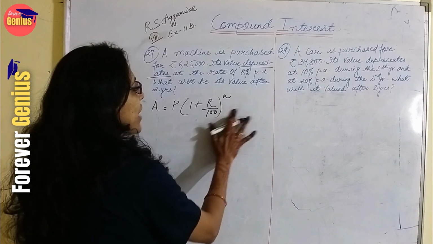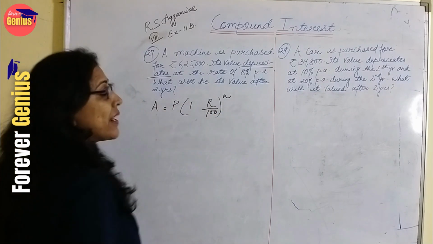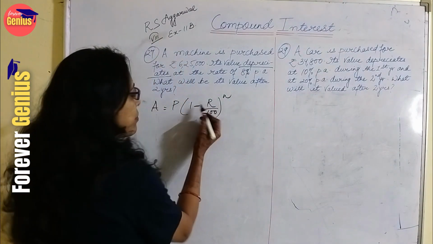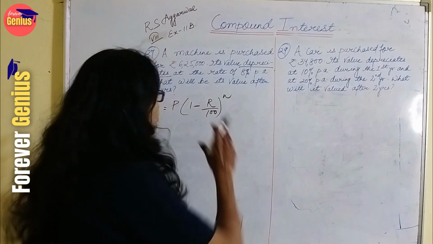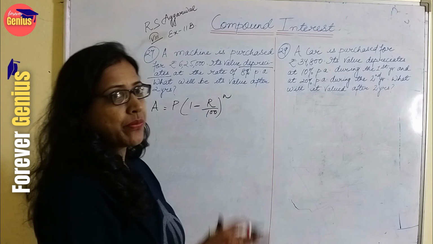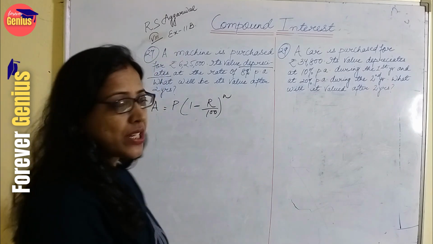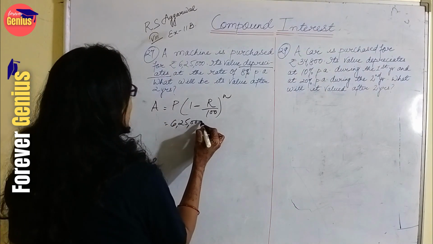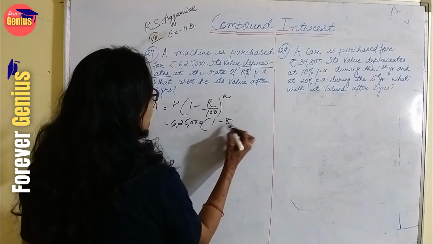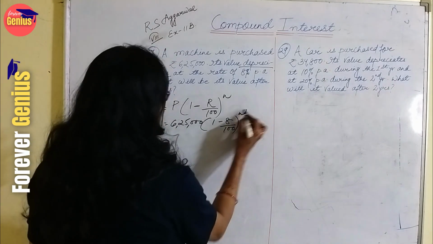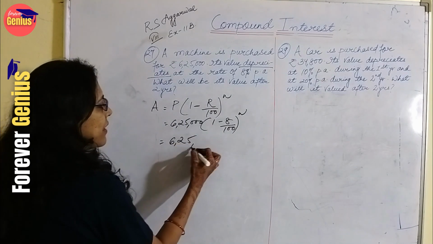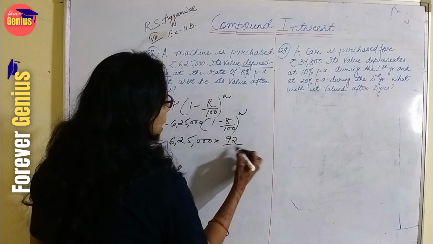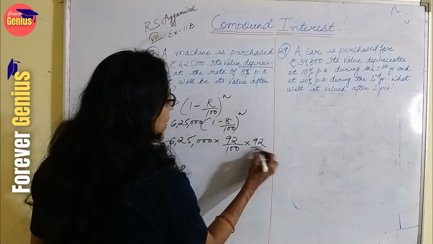What would be the correct thing which I can do? I cannot add the interest because it is not increasing. I have to subtract it because there is a decrease. There is wear and tear in the machinery item. So this is equal to 6,25,000 into (1 minus 8 by 100) to the power n. If I calculate, I get the value as 100 minus 8. This is equal to 92 by 100 into 92 by 100.